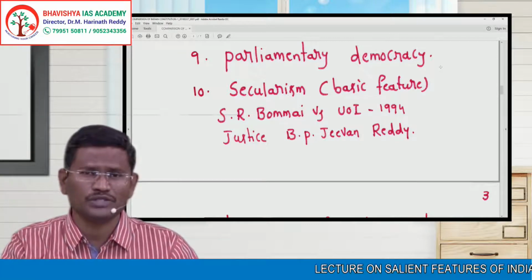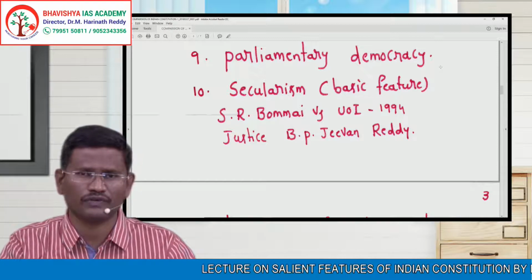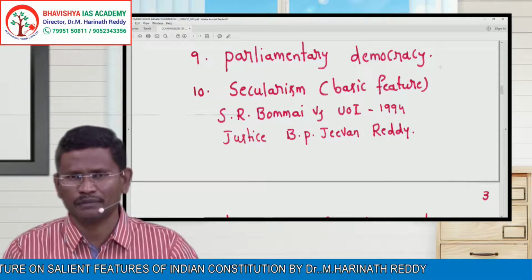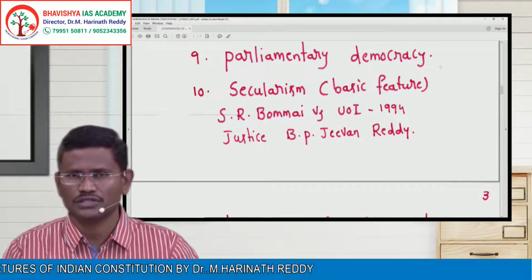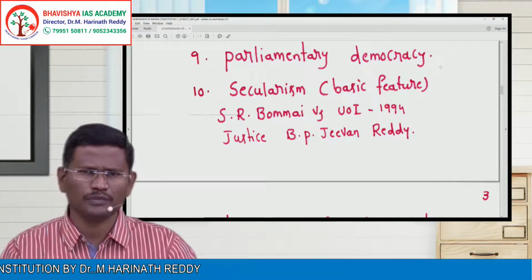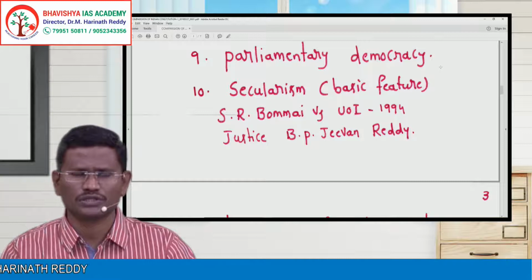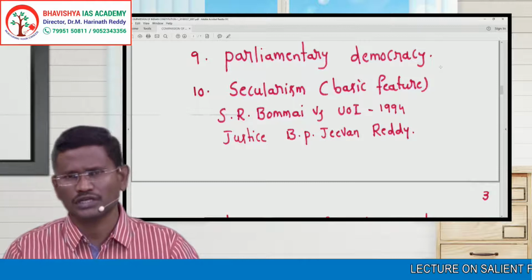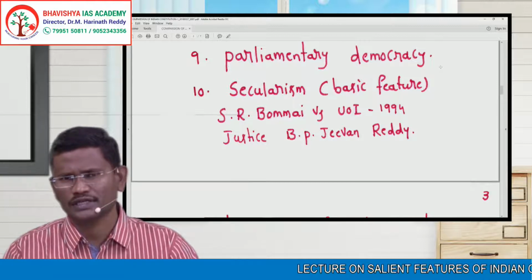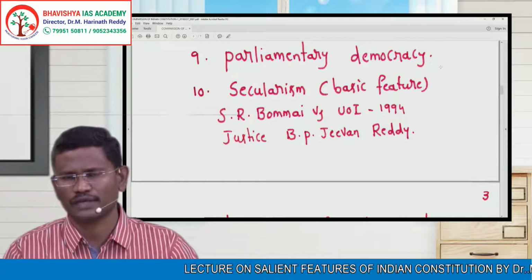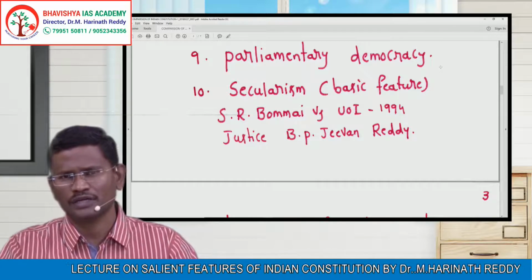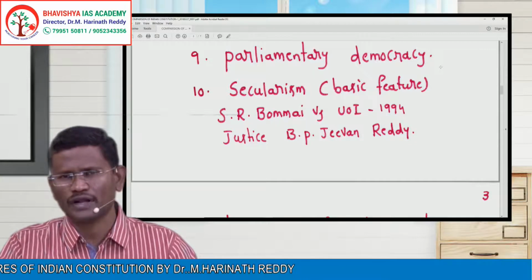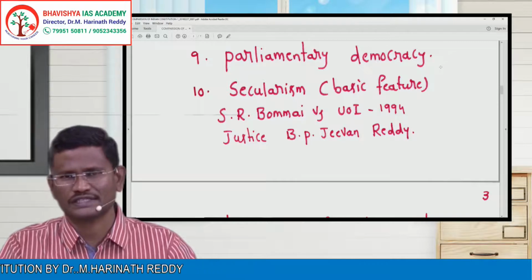Remember, the term secular was added to the Indian Constitution in 1976 by the 42nd Amendment. So before 1976, in the preamble, there was no term with the name secular. The Indian preamble says socialist, secular and a democratic republic. So the term secular was inserted in the Indian preamble in 1976 by the 42nd Amendment. Does that mean that before 1976 the Indian Constitution was not secular? No. Before 1976 it was implicit, it was hidden.